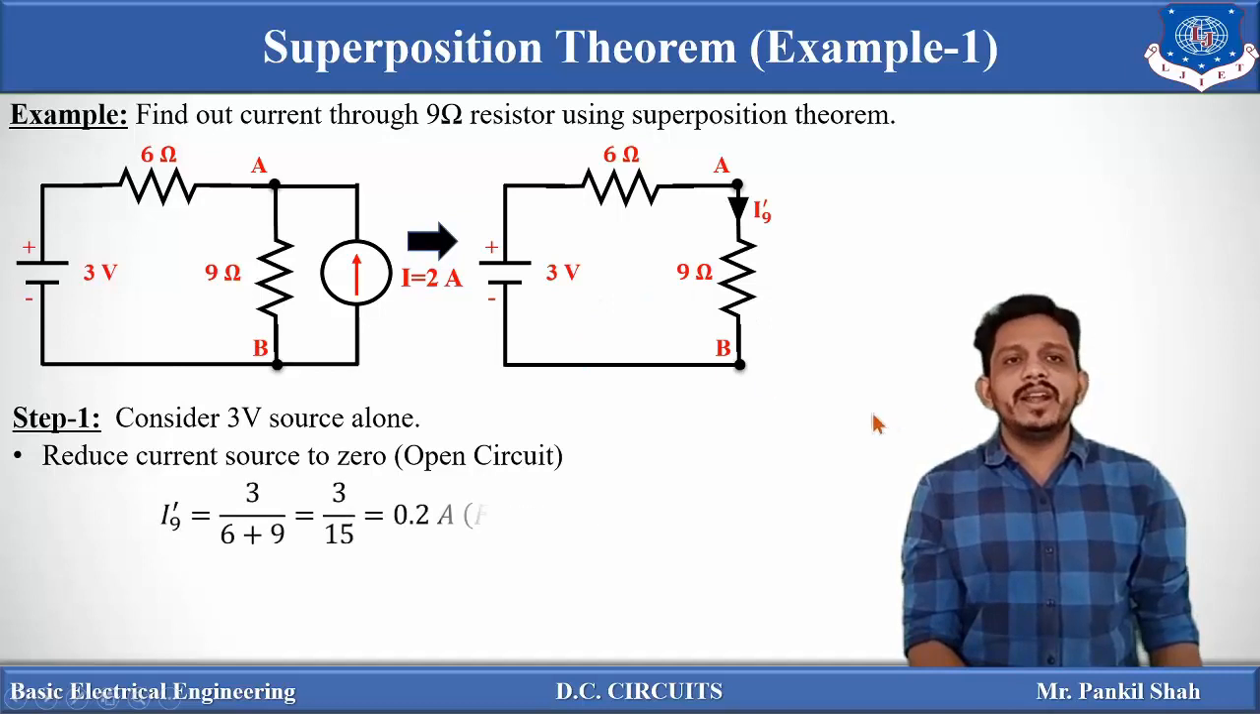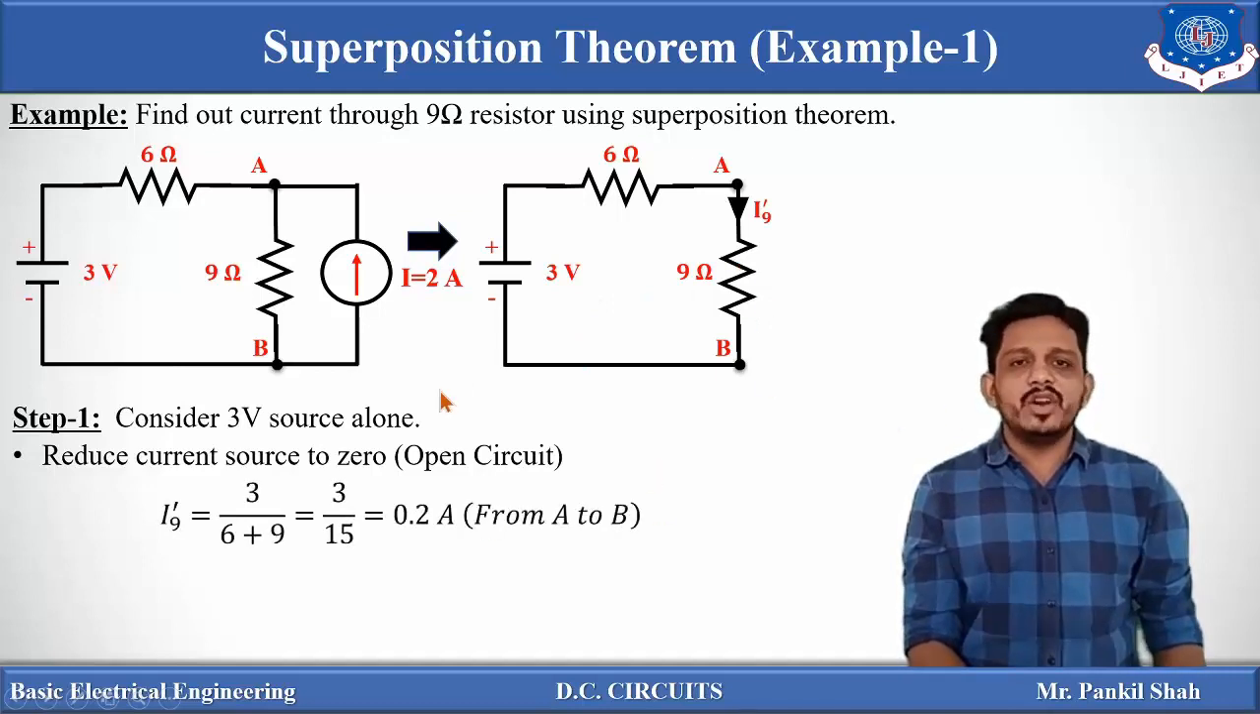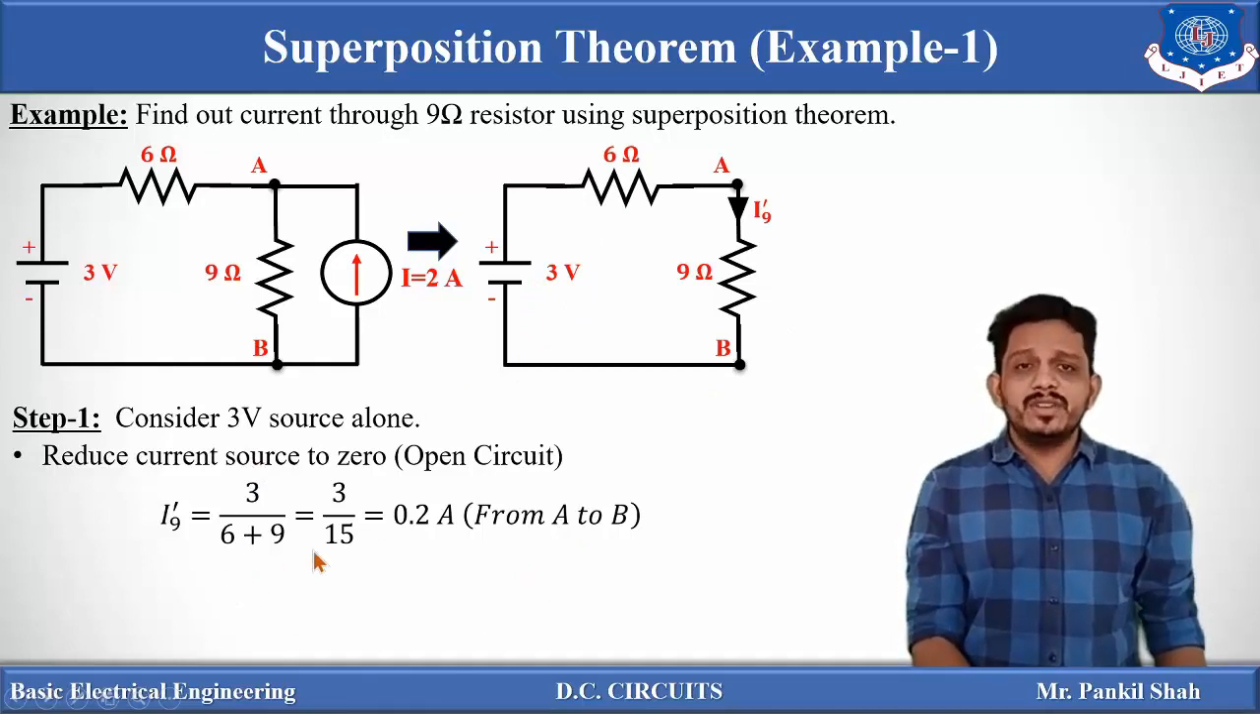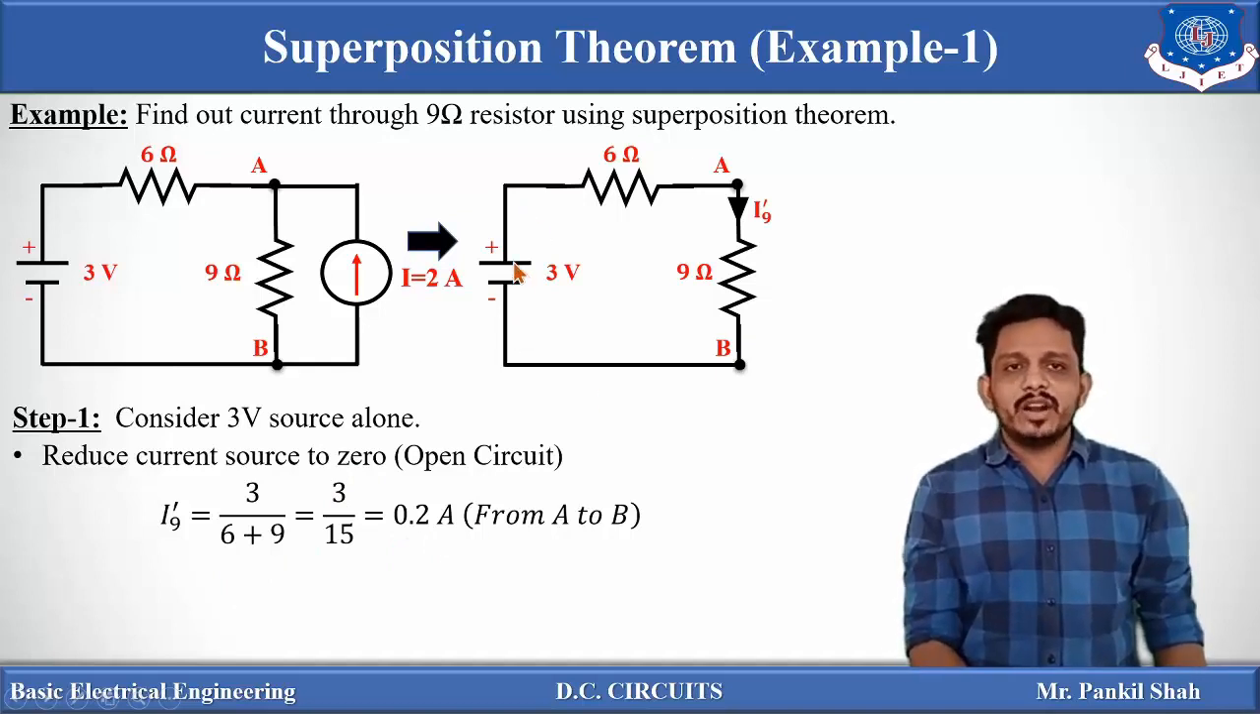So if you want to find the current flowing through this branch, then you have to apply Ohm's law. So I is equal to V by R. Here V is nothing but the 3 volt and R is nothing but 6 plus 9, because both are in series. So 3 upon 6 plus 9, that is 3 upon 15, will give you 0.2 ampere, and the direction of current will be from the positive terminal, that means A to B. So direction is important, A to B.